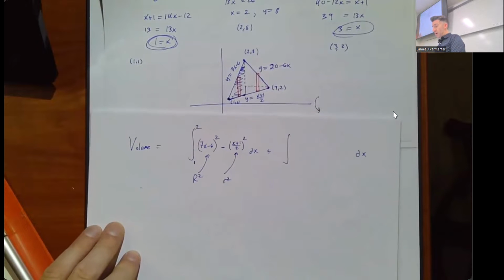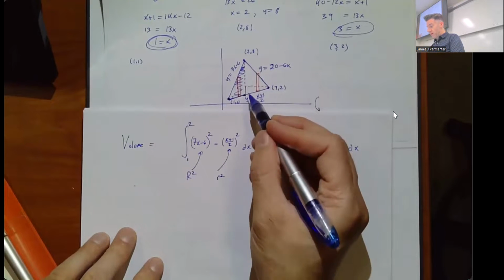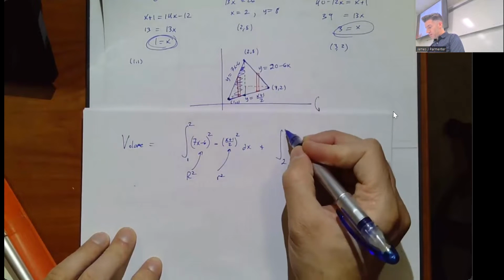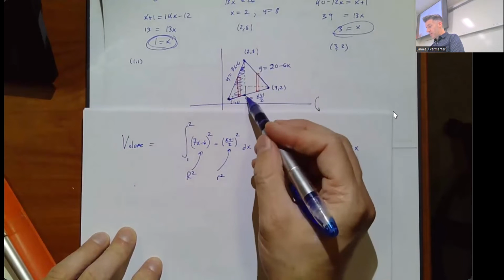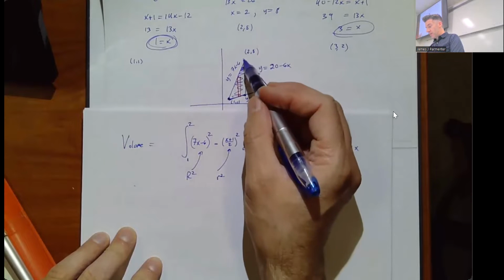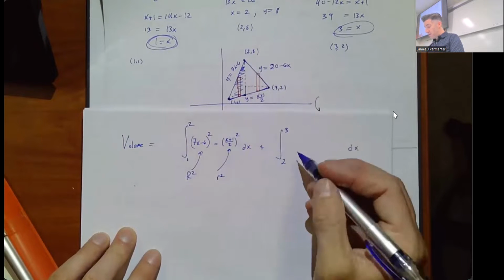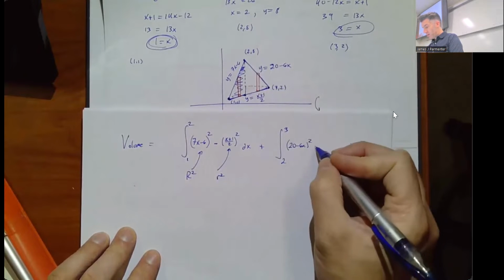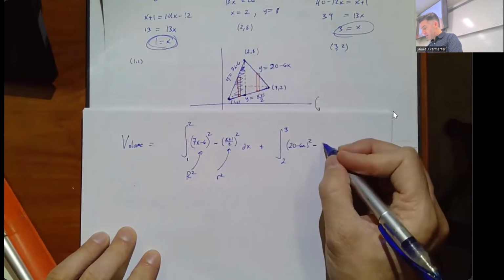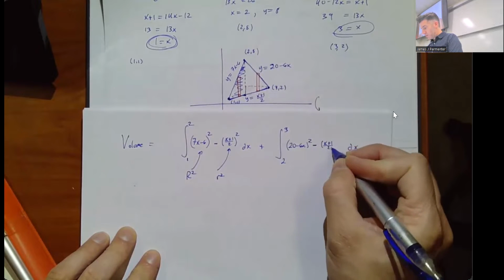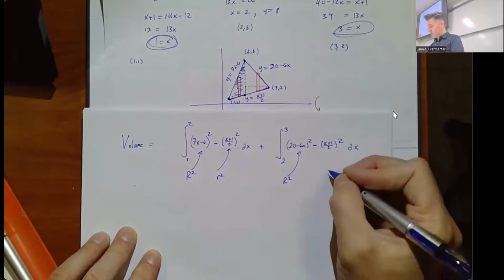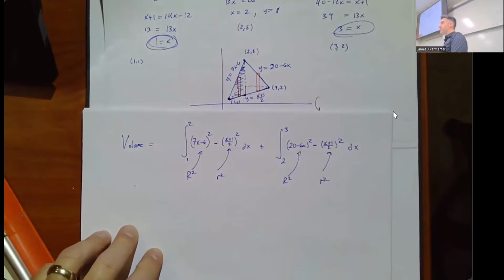For the next one, same idea. We're going from 2 to 3. And now the small radius is still the same function, but the big radius changes to this other line. So it's going to be 20 minus 6x quantity squared minus still x plus 1 over 2 quantity squared. That's your big R squared in the second region. That's your little R squared in the second region.